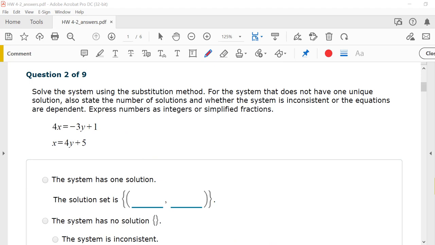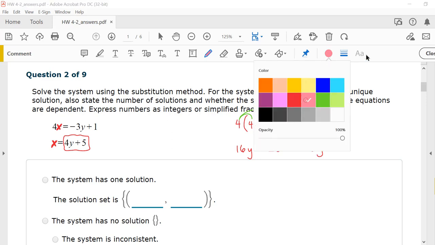Question 2. They give you the system. They solve for x equals on the second equation. So I'm going to plug what that x is equal to into the first equation. I'm substituting for x. So I have 4 times x, which is 4y plus 5, equal to negative 3y plus 1. When I distribute the 4 on the left, 4 times 4y is 16y plus 20 equals negative 3y plus 1.